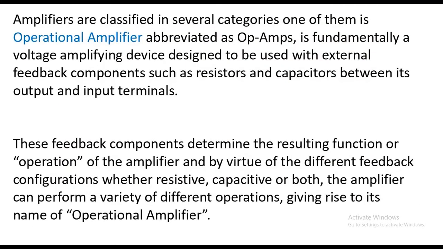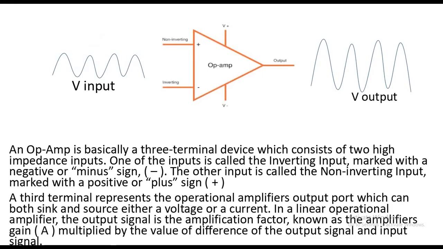Amplifiers are classified in several categories. One of them is the operational amplifier, abbreviated as op-amp. It is fundamentally a voltage amplifying device designed to be used with external feedback components such as resistor and capacitor between its output and input terminals. These feedback components determine the resulting function or the operation of the amplifier, and by virtue of the different feedback configurations, whether resistive, capacitive or both, the amplifier can perform a variety of different operations, which give rise to the name operational amplifier.